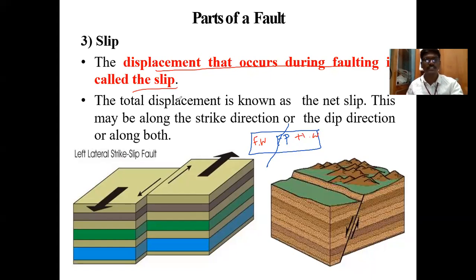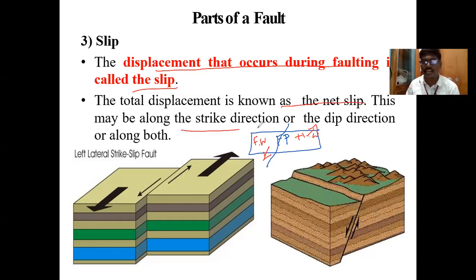In simple words, on any smooth surface, if you try to put your foot on it, you may feel some slippery nature. In the same way, along this fracture plane or fault plane, there will be some slipping or displacement taking place, because of which this foot wall will move downward and this hanging wall will move upward. This total displacement is known as net slip.